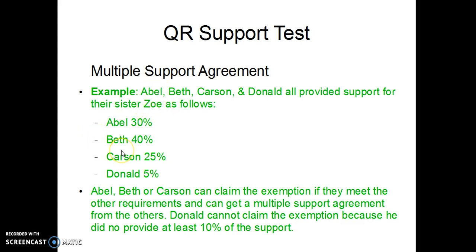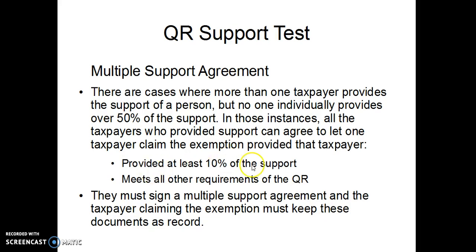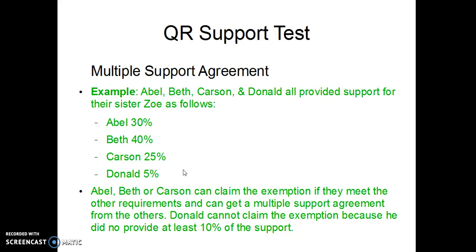So in a case like this, the multiple support agreement can be used by either Abel, Beth, or Carson, because they provided more than 10% of the support. You have to provide at least 10% of the support, at least 10% or more. So these three have provided more than 10%. Donald didn't, so Donald cannot. Abel, Beth, or Carson can claim the exemption if they meet the other requirements and if they can get a multiple support agreement from the others.